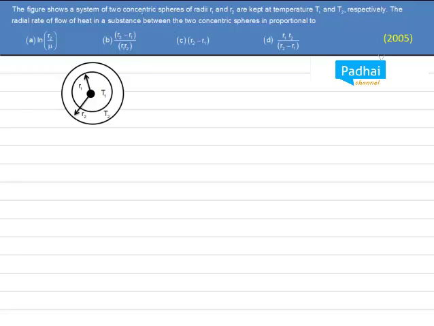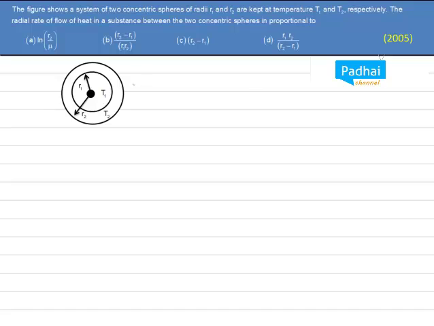The figure shows a system of two concentric spheres of radii R1 and R2 kept at temperatures T1 and T2 respectively. The radial rate of flow of heat in a substance between the two concentric spheres is proportional to, right?